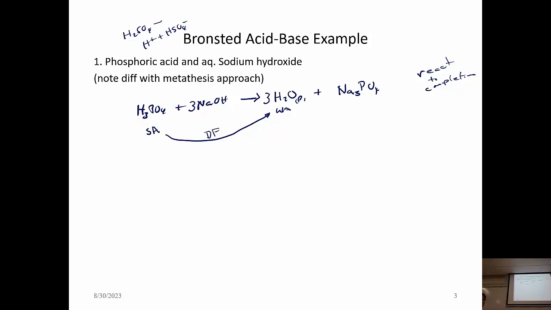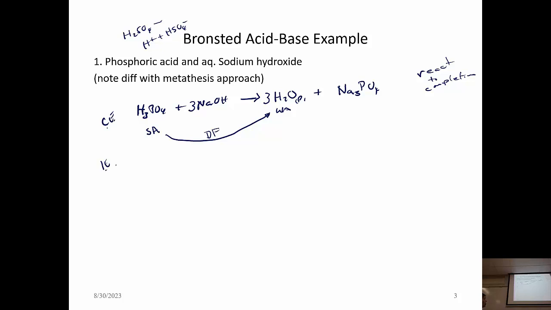If we have a metathesis reaction, that's good. We can stop there with this particular reaction. And so this will be the complete equation here. Balance, we have driving force. There's no precipitate. You know, sodium salts are all soluble. There's no gas. And then we go to the ionic equation.